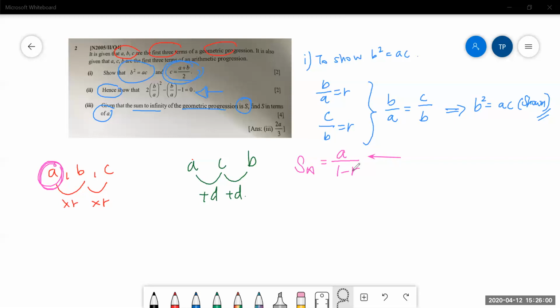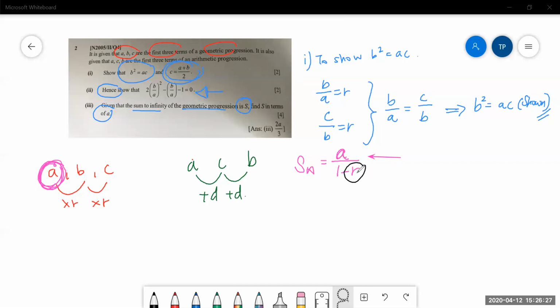But the thing is, we want it in terms of A. So we are going to leave the numerator as A because that's the first term, and A means first term, and in this case, this unknown A is also the first term. You understand? So we are not supposed to find A. We are supposed to leave A in terms of A. But what we really need to find is R.